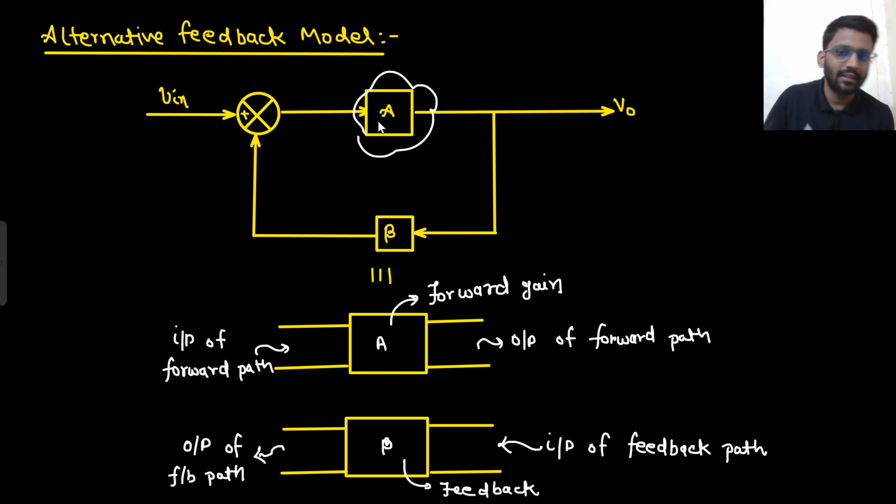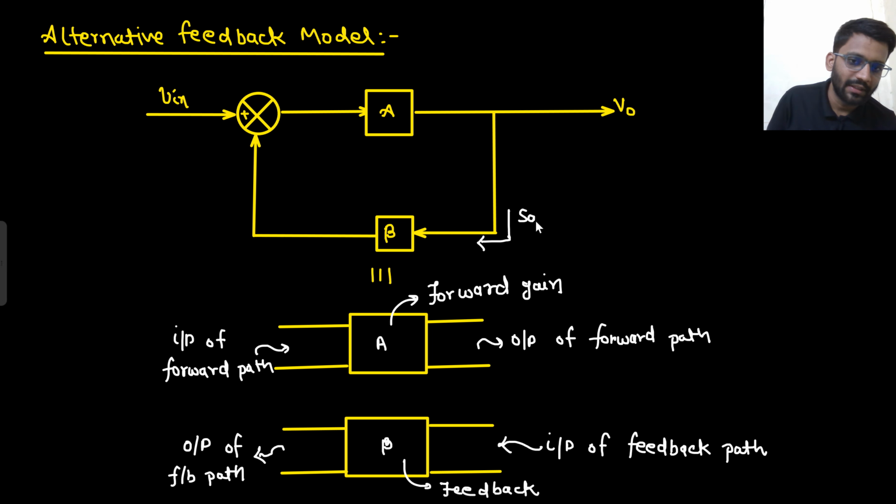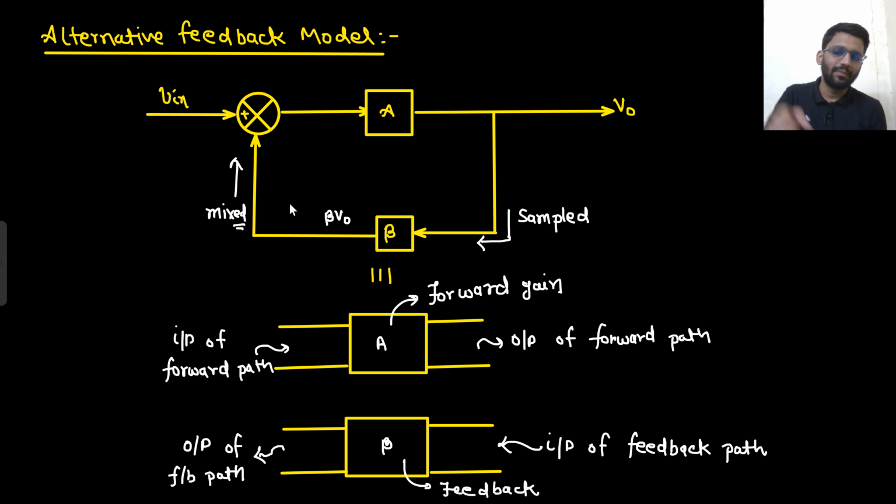For this gain A block, the output is coming as it is. Output is being sampled. Now after being sampled with the factor of beta V naught, it is being mixed with the input, right? Vin is mixed with the input. It could be Vin plus beta V naught, or it could be Vin minus beta V naught. So basically output is being sampled and it is being mixed with the input. So at the output port always sampling will be happening, and at the input port there will be always mixing.